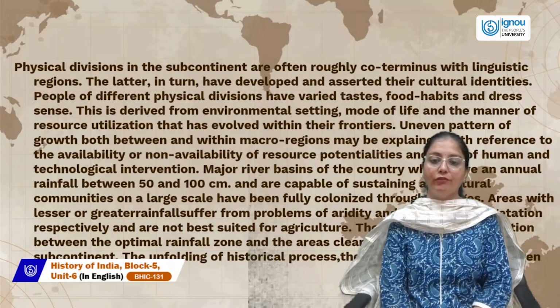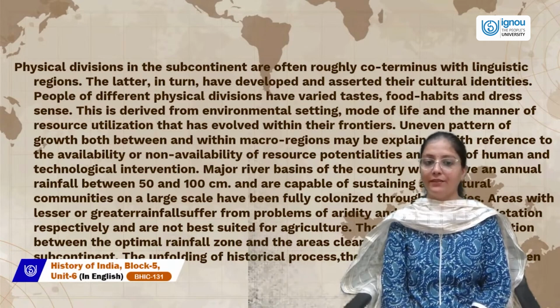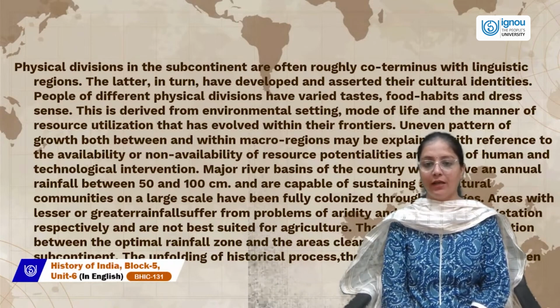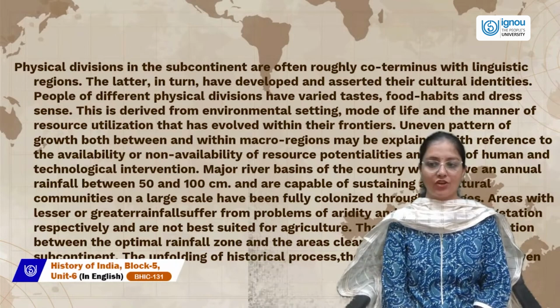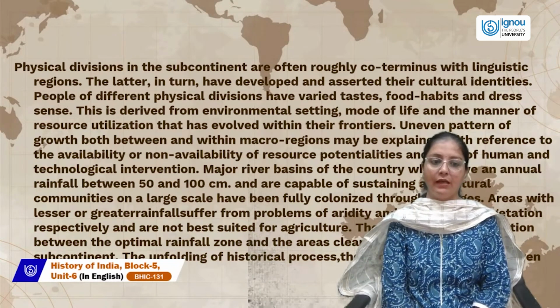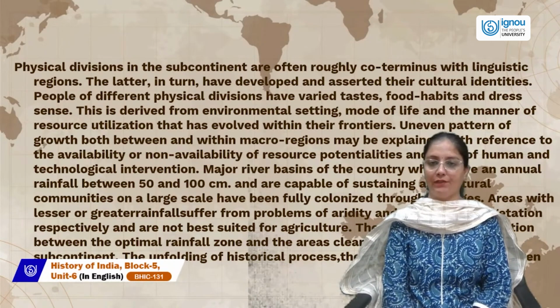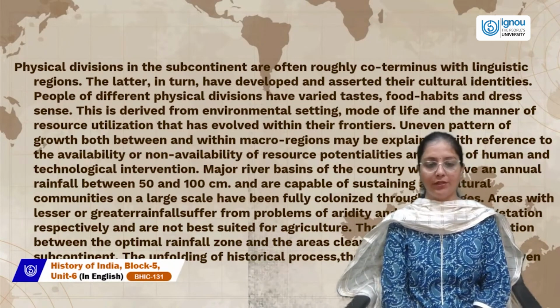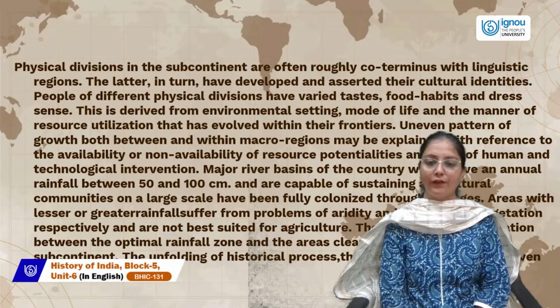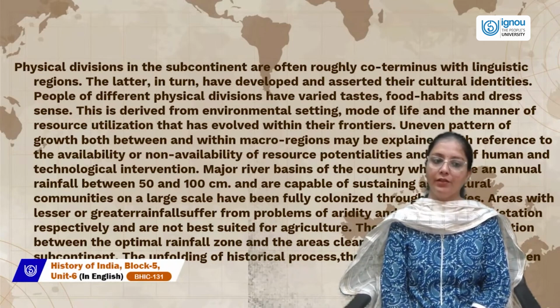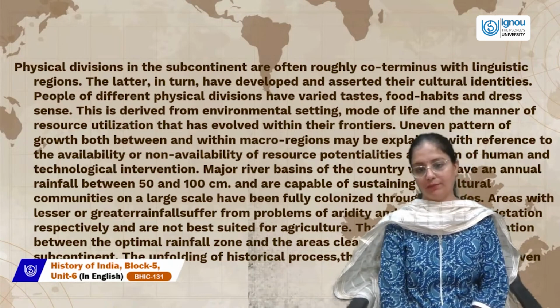The land where fertility is not available is not suited for agriculture: arid zone, arid area, thick jungle vegetation. There is a striking correlation between the optimal rainfall zone and the areas cleared for cultivation in the subcontinent. The unfolding of historical process, therefore, has neither been even nor uniform all over.